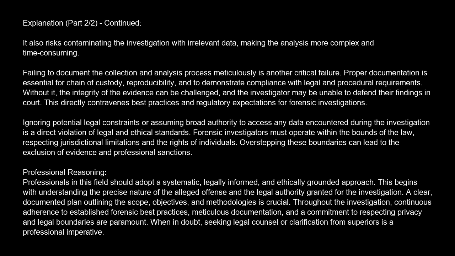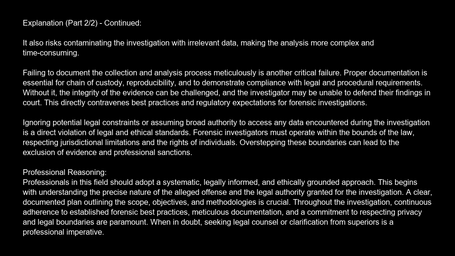Failing to document the collection and analysis process meticulously is another critical failure. Proper documentation is essential for chain of custody, reproducibility, and to demonstrate compliance with legal and procedural requirements. Without it, the integrity of the evidence can be challenged, and the investigator may be unable to defend their findings in court. This directly contravenes best practices and regulatory expectations for forensic investigations.